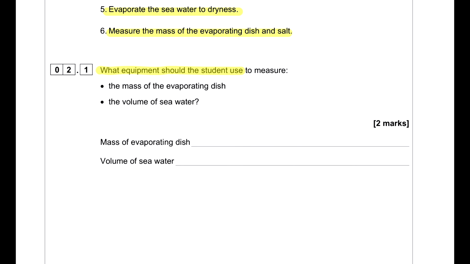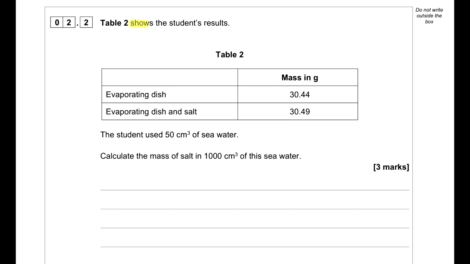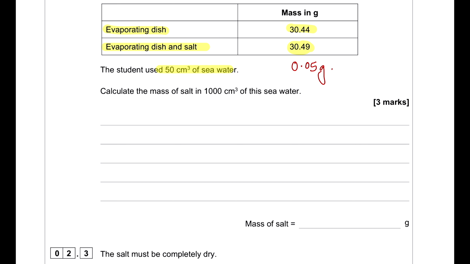What equipment should the student use to measure the mass of the evaporating dish and the volume of the seawater? To measure mass, we can use a top pan balance or an electronic balance, and volume can be measured using a measuring cylinder. Table 2 shows the student's results. Evaporating dish 30.44, evaporating dish with salt 30.49. So we can see 0.05 grams of salt. The student used 50 cm³ of seawater.